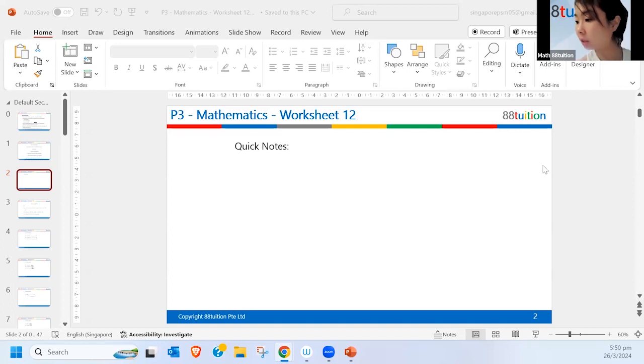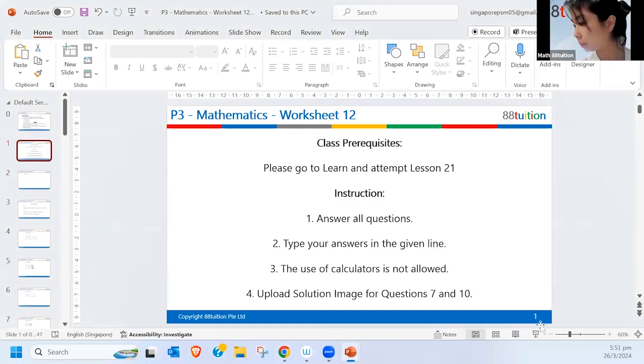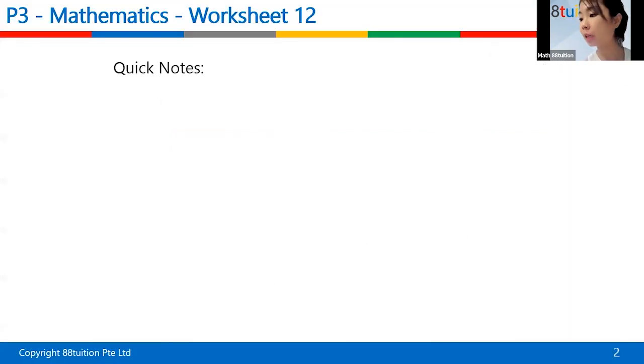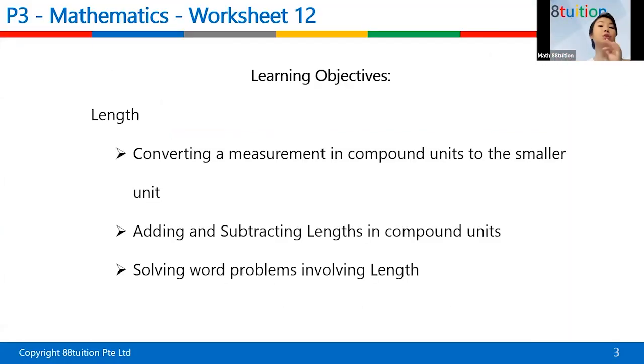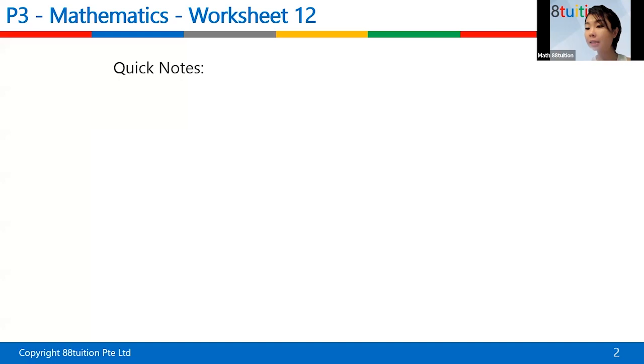Not sure whether you have learned this in school, but even if you have not, by now you should know that when we measure distance, usually we measure distance in three types of units: meters, kilometers, and centimeters. So I'm just going to write it down very quickly here. We have cm, which is centimeters.